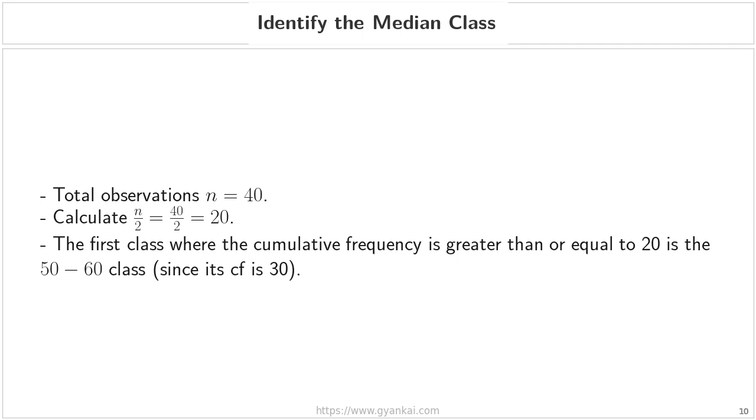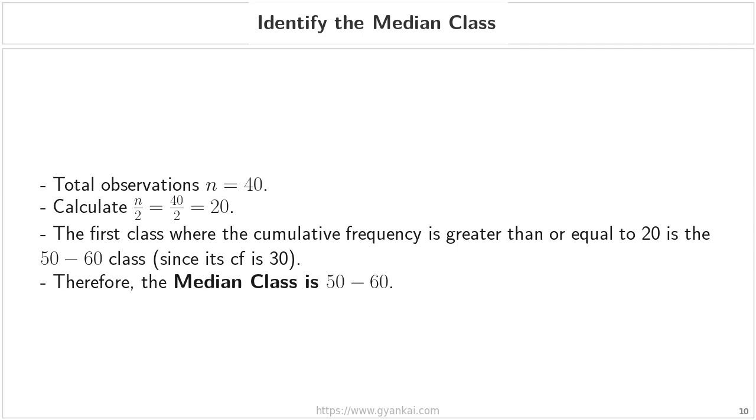Since 30 is the first value in that column that is greater than or equal to 20, we have found our target. Therefore, we can officially conclude that the median class is the interval from 50 to 60. Keep this class in mind, because in the next slide, we will use its specific values to plug into our median formula and find the final answer.